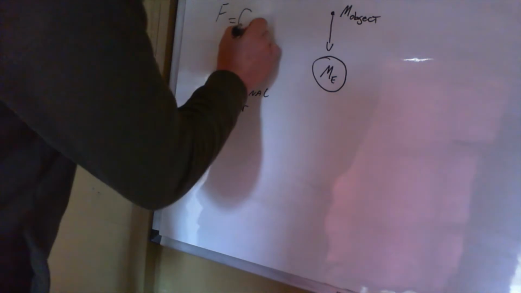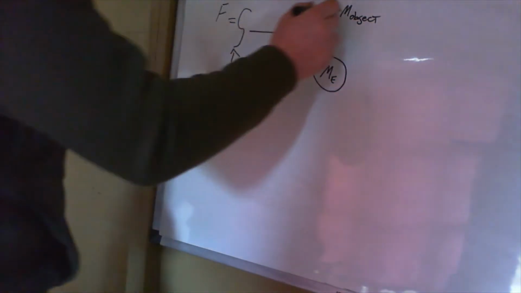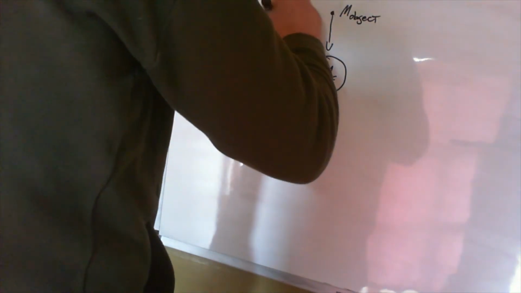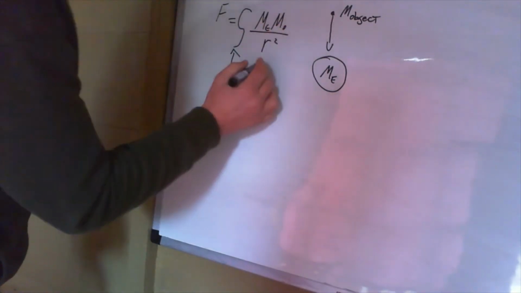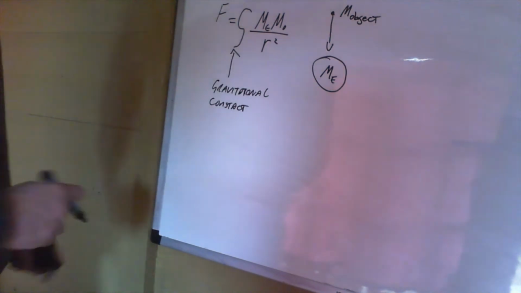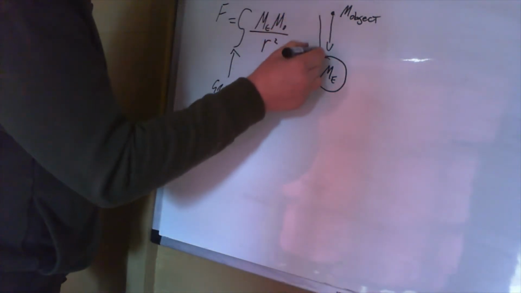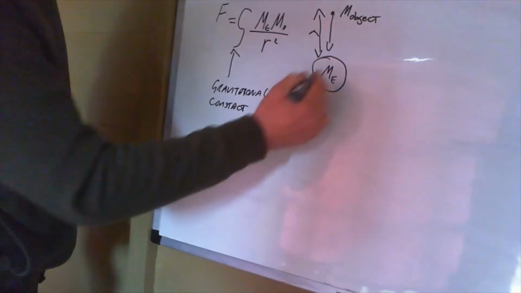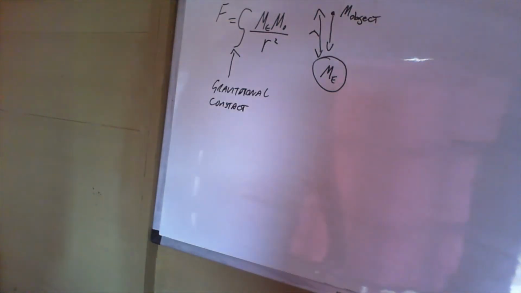And to find the force on this object, you would work out the mass of the Earth plus the mass of the object, and then divide it by the square of the distance between the two objects. So this distance here would be r, and that's the mass of the Earth and that's the mass of the object.